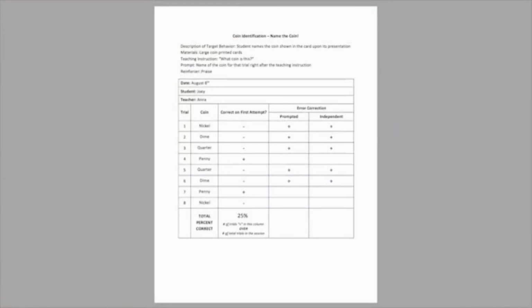Now, of course, much of what I'll talk about can be done automatically with a computer spreadsheet program, but I really want you to see the process of graphing. We start with our session data sheets. And of course, you'll have one for each session you conduct with a particular student on a particular skill. Here's Joey's data sheet from his first coin identification session. At the top is the date, and at the bottom is the percent correct.